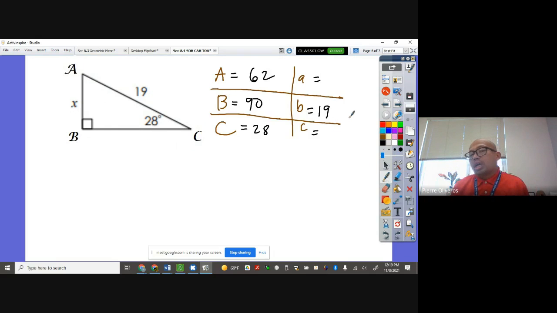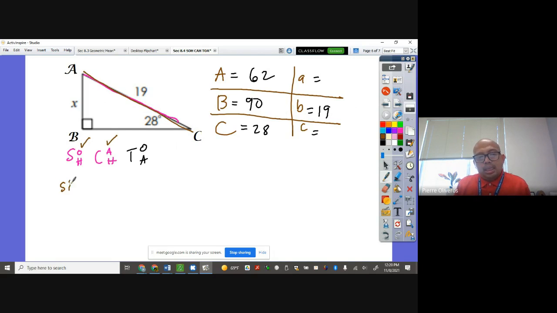Next, we're going to apply a trigonometric ratio in order to find side a and side c. We cannot use the Pythagorean theorem because we're missing two sides. We can only use the Pythagorean theorem when it's a right triangle and we know two sides of the right triangle. So we're going to use a trigonometric ratio. You can pick sine, cosine, or tangent, depending on what you have. In this case, we only have the hypotenuse, which is 19. So we have to use either sine or cosine.